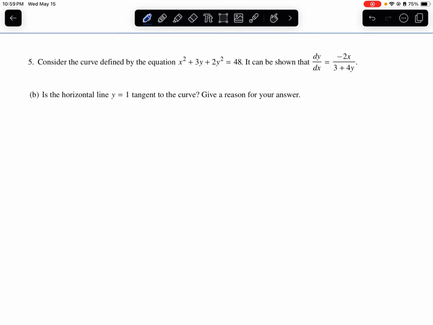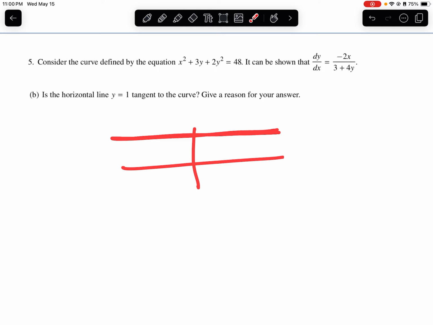Is the horizontal line y equals 1 tangent to the curve? This curve that we have right here, I don't really know what it might look like, but say that we have our graph here, and we have the tangent line y equals 1. Whatever this curve might look like, does it have a horizontal tangent here? Is the line y equals 1 going to be tangent to it?